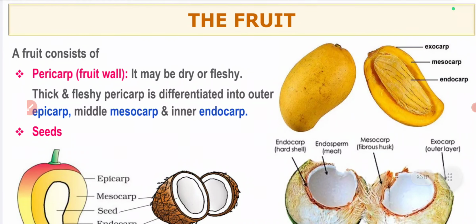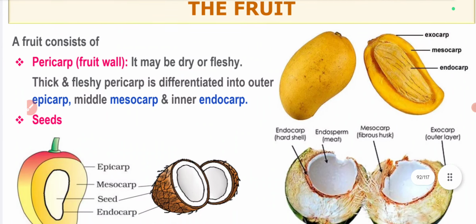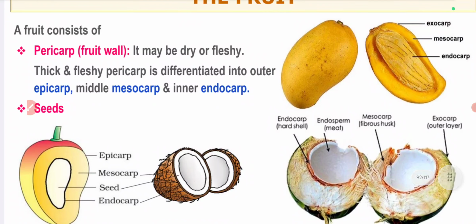A fruit consists of pericarp or fruit wall. It may be dry or fleshy, as you can see in the diagram. A thick and fleshy pericarp is differentiated into outer epicarp, middle mesocarp and inner endocarp. So pericarp is called the fruit wall. It may be dry or fleshy. It may be differentiated into three different portions.